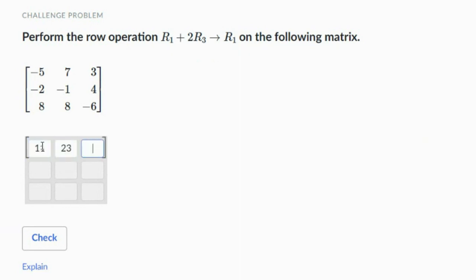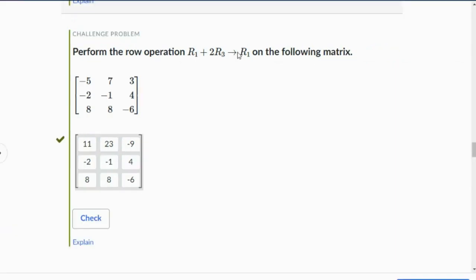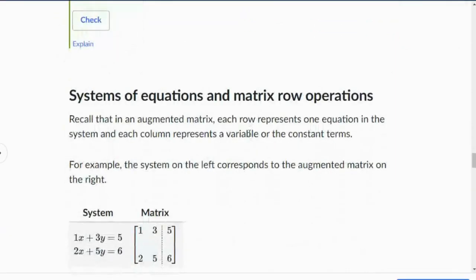11, 23, -9. Now, it didn't say to do anything with the other rows, so they should still be the same. It didn't say to replace those. It said only replace the first row. So let's check. All right, that's how you do it. Follow what it says there. All right.